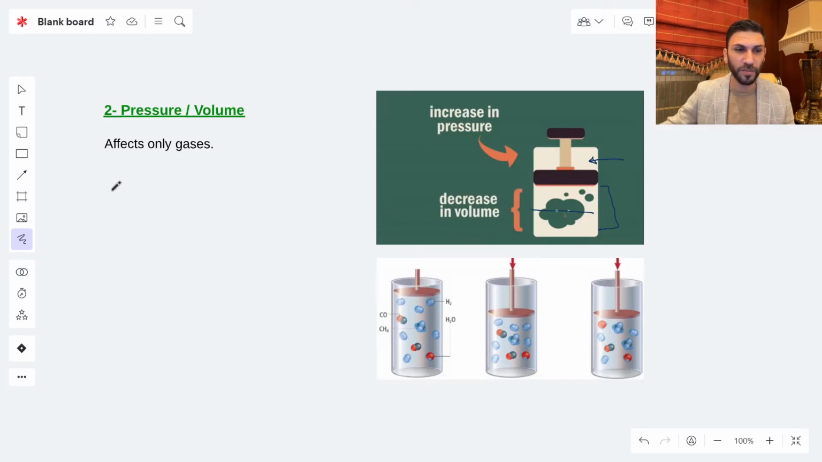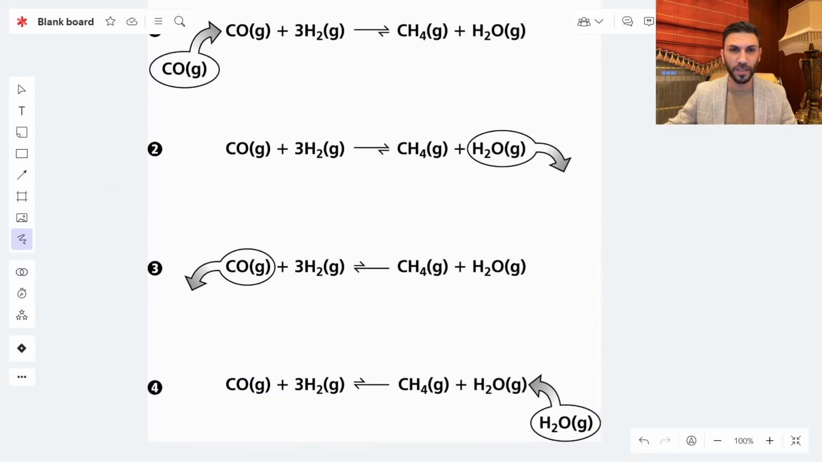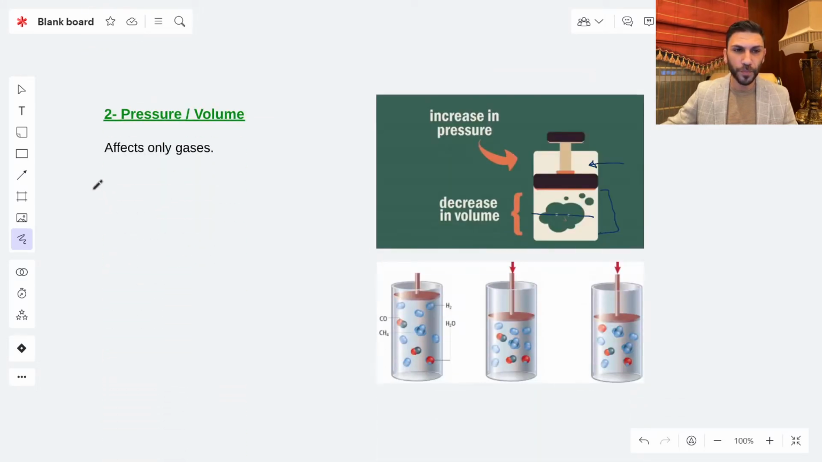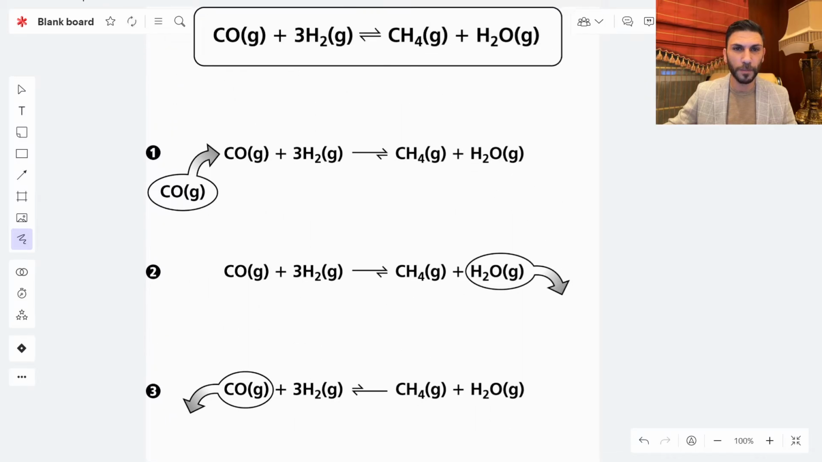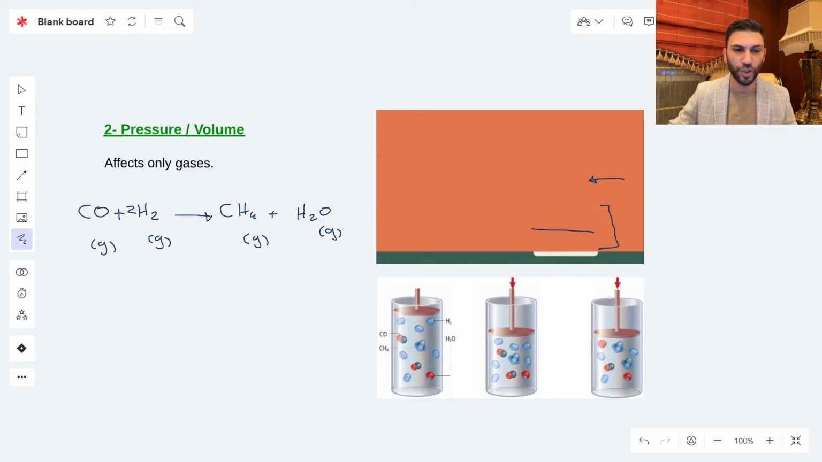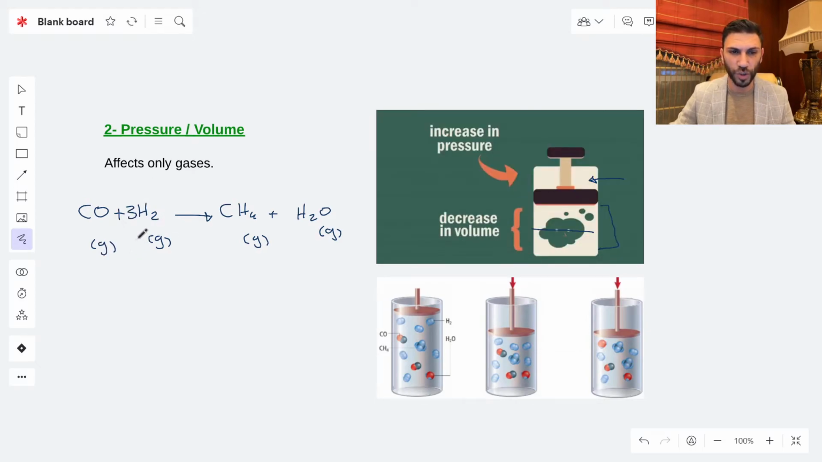And for example, if I have this chemical reaction, again, the same chemical reaction, CO plus H2 yields to CH4 plus H2O. All of them are gases. And to balance this chemical equation, we need to multiply the H2 by 3. So we have 3 moles of hydrogen.